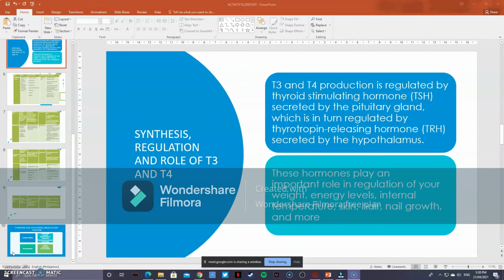I'm here to discuss the continuation of synthesis, regulation, and role of T3 and T4. T3 and T4 production is regulated by thyroid-stimulating hormone secreted by the pituitary gland, which is in turn regulated by thyrotropin-releasing hormone secreted by the hypothalamus. These hormones play an important role in regulation of your weight, energy levels, internal temperature, skin, hair, nail growth, and more.